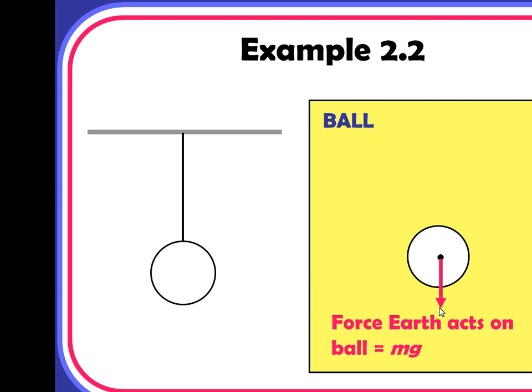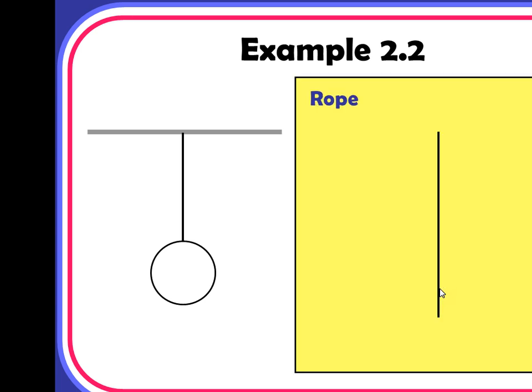Okay, next, the ball is in contact with the rope, so we have a contact force. This contact force must be where the rope is tied to the ball. So this is the point where the contact force will act. This force is the force that the rope acts on the ball. I call it T. Because the ball is not moving, these two forces must be equal in magnitude. So when you draw the arrow, it is very important that the lengths of these two are the same.